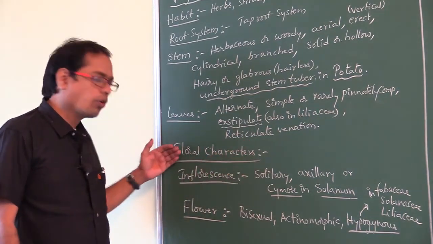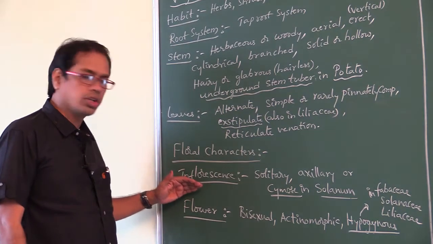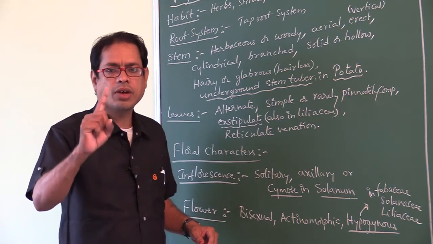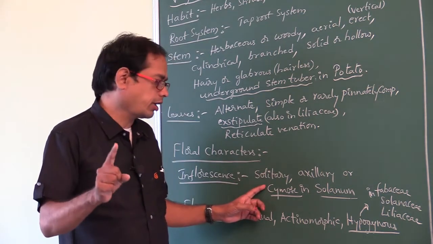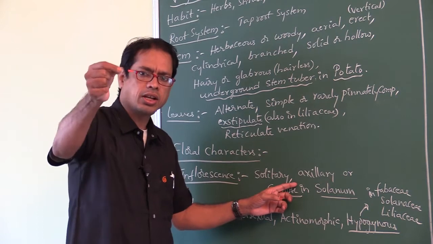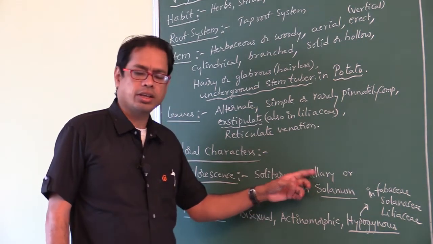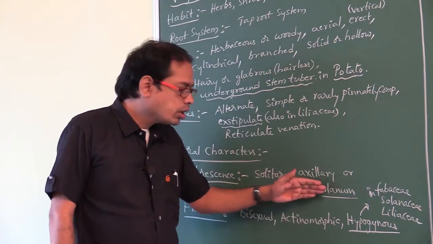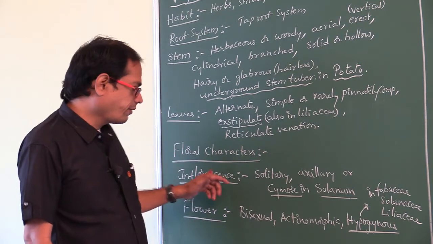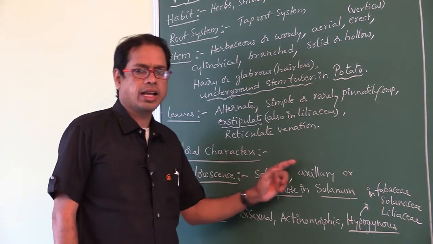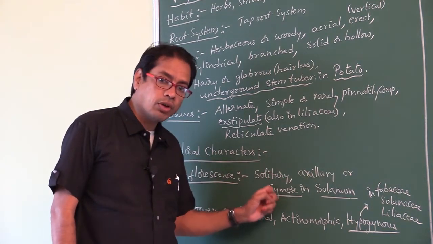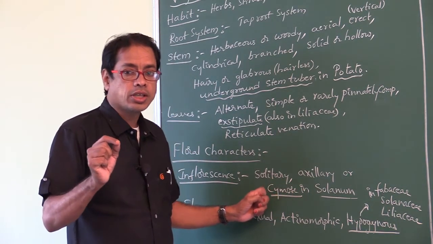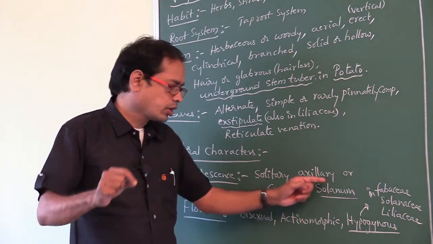Next, floral characters. That is inflorescence. Solitary. What does solitary mean? A single-flowered inflorescence is called solitary. It may arise from the axil of a leaf, so called axillary. Solitary, axillary, or cymose found in Solanum. But cymose inflorescence is found in Solanum. Very, very important point. Cymose inflorescence found in Solanum.